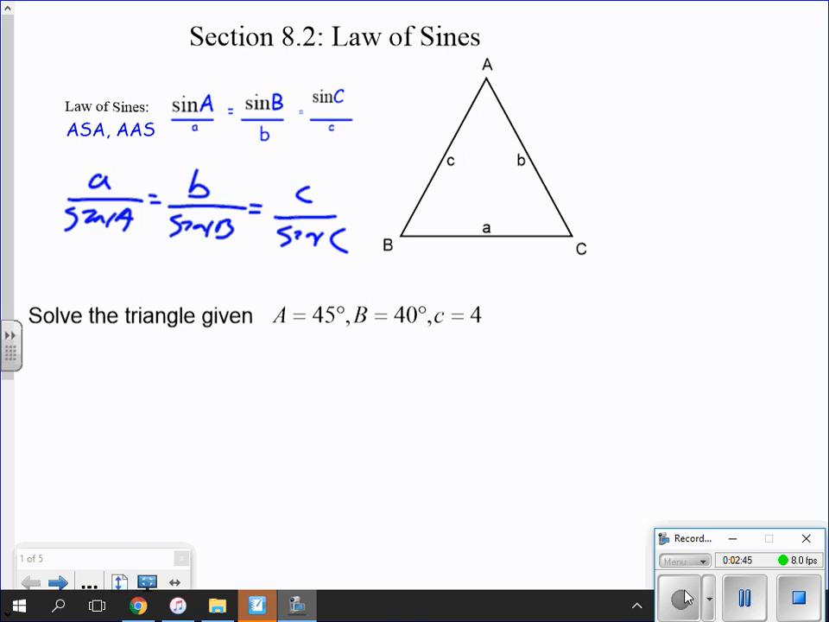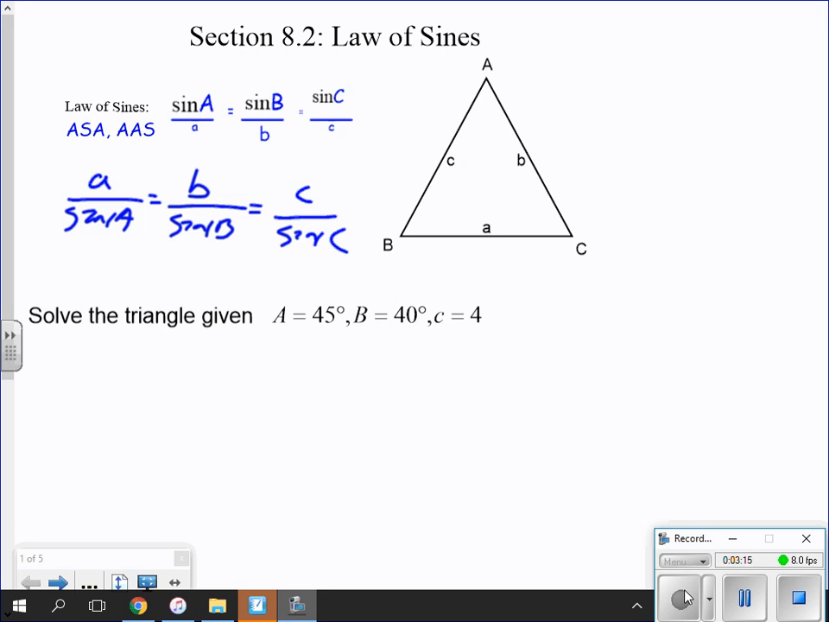Which one of these versions I use all depends upon what I'm looking for. If I'm looking for side length, I use this bottom one. I put the thing I'm looking for in the numerator. If I'm looking for an angle, I use the top one. I put that in the numerator. I don't put it in the denominator. It's harder to solve when it's in the denominator. If it's in the numerator, it's easier to solve the equation. Does it really matter which one you use? No. I just put whatever I'm looking for on top. It tends to work a little easier that way.